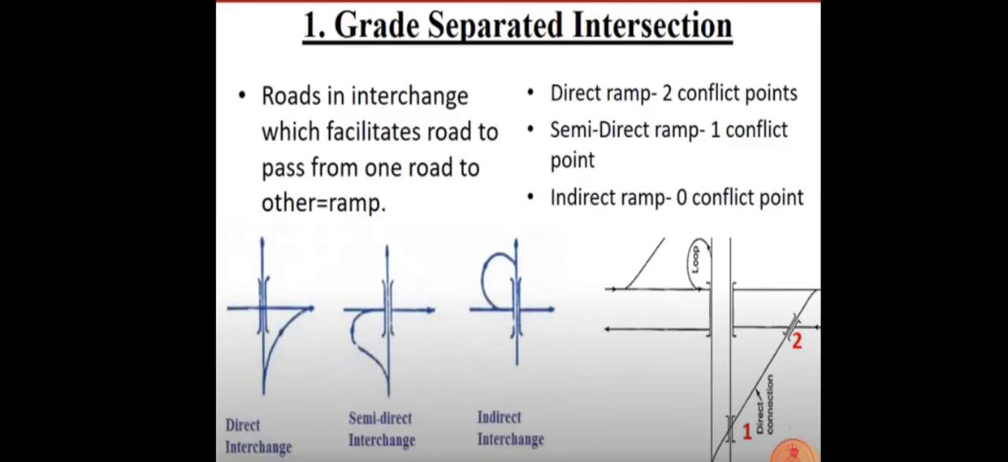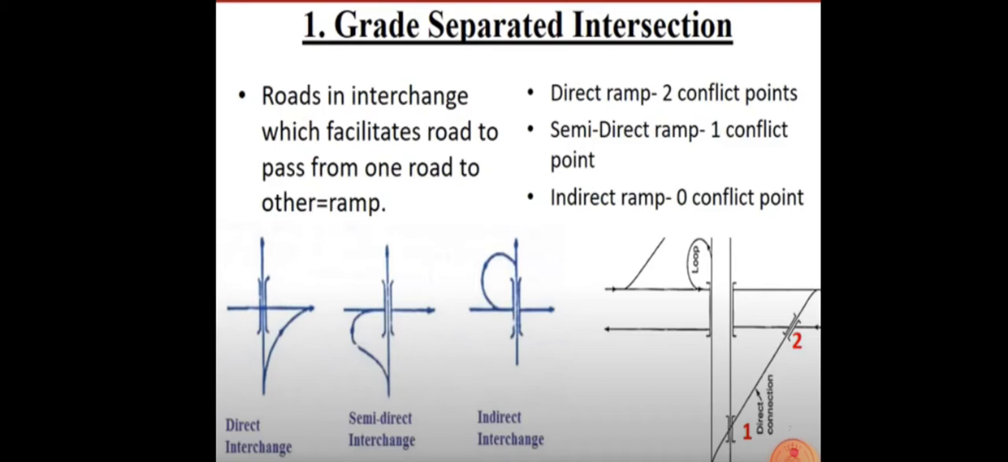Now there are different types of grade separated intersections. Before we go into the different types, in the case of grade separated intersections, we saw that there will be a ramp provided, and the roads in the interchange will facilitate passing from one road to the other road by using this ramp.